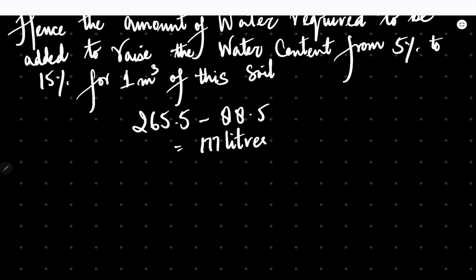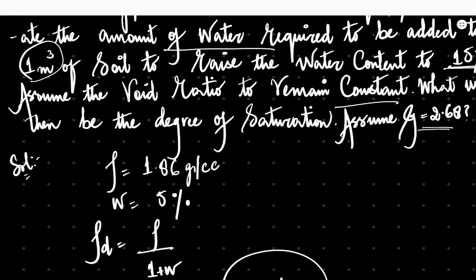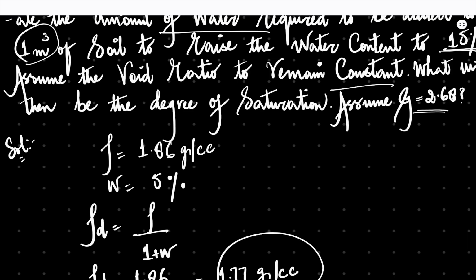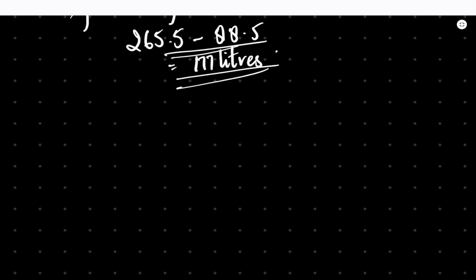Alright, so with this we have calculated the first part of the question that asked us how much amount of water is required to be added to 1 cubic meter of the soil so as to raise this water content from 5% to 15%, that is 177 liters. Let's move to the next part. Next part says, assume the void ratio to remain constant, what will be the degree of saturation? Now I have to calculate the degree of saturation assuming void ratio has remained constant.